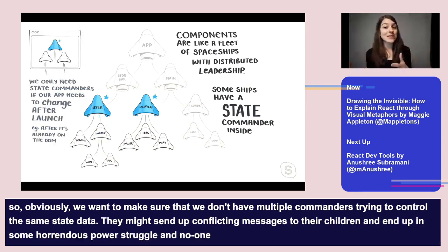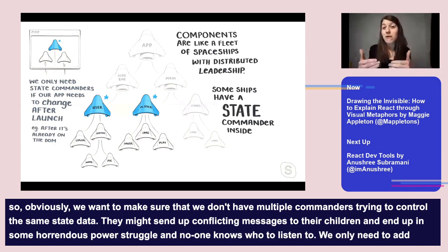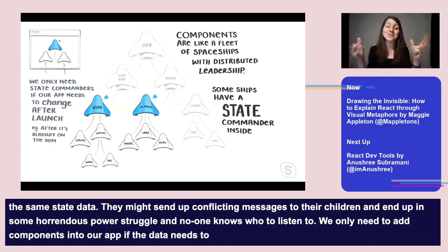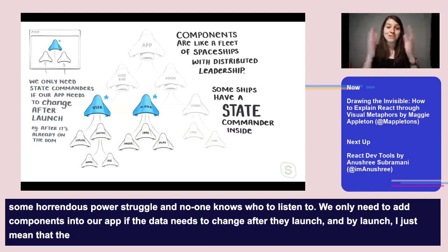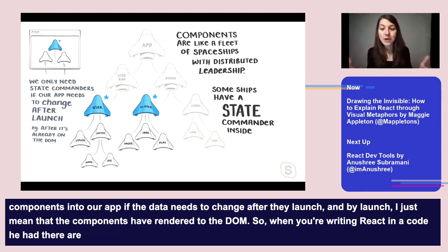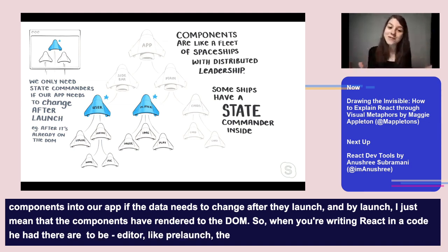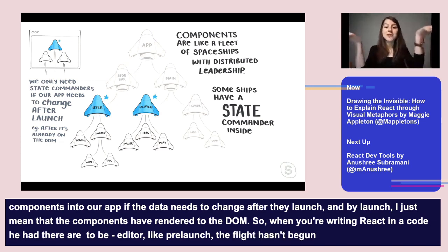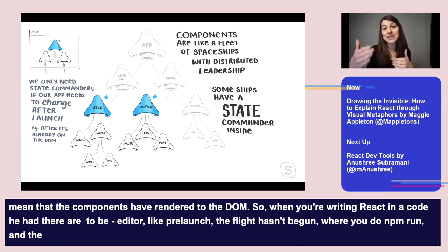We only need to add commanders into our app if the data also needs to change after they launch. And by launch, I just mean that the components have rendered to the DOM. So when you're writing React in a code editor, that's a bit like pre-launch, the flight mission has not yet begun. But then there's this moment where you run npm run or yarn start, and your ships launch to the DOM, and having a commander in charge of a piece of state is the only way to make changes to your app's data after that point.